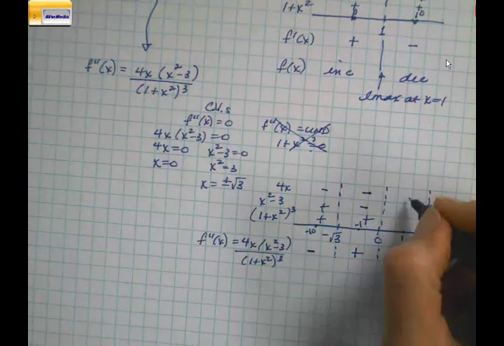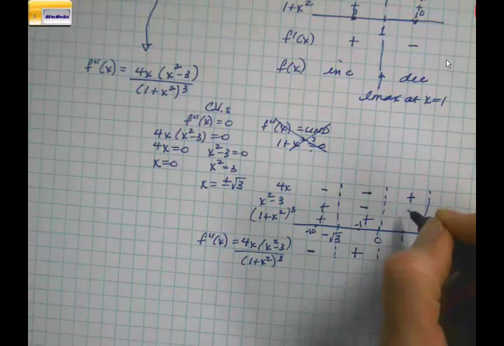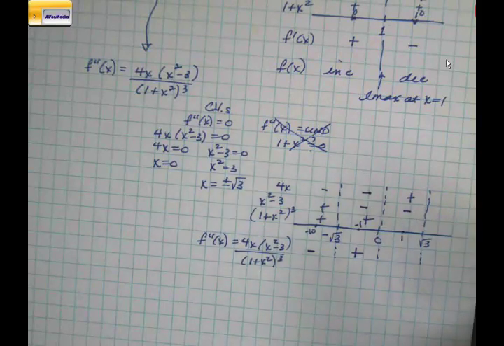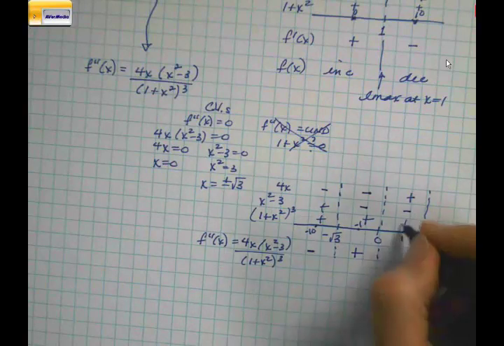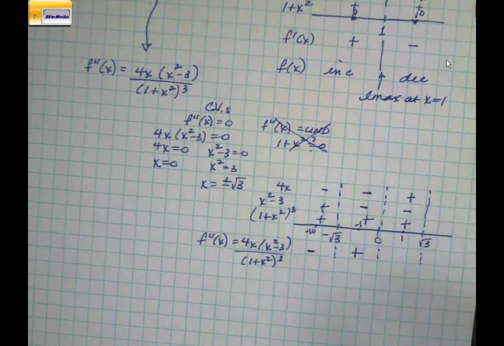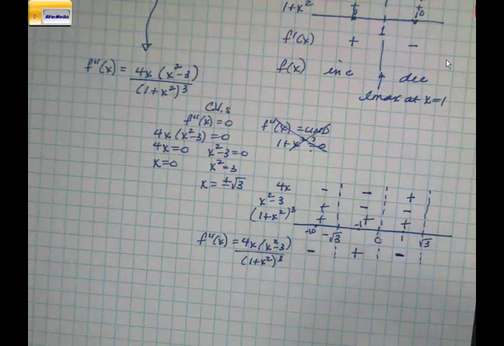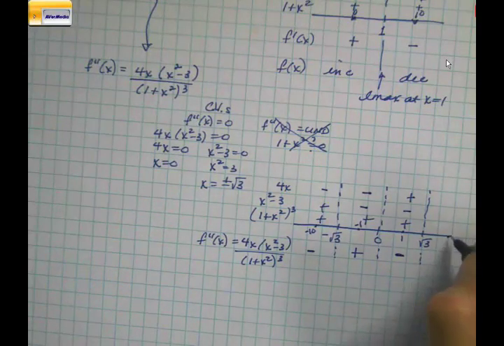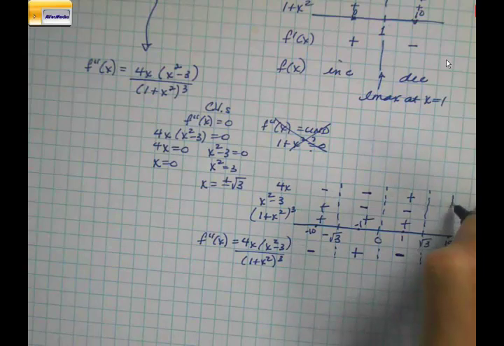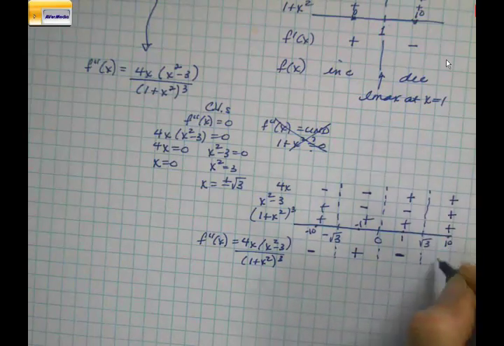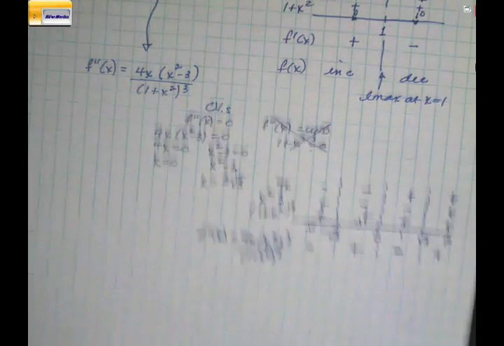Test point of 1. 4 times x would be 4 times 1, which would be positive. 1 squared minus 3 would be a negative 2, which is negative. And (1 plus 1) squared cubed would be positive. So that result is negative. Then if you use a test point of 10, this will be positive, positive, and positive.